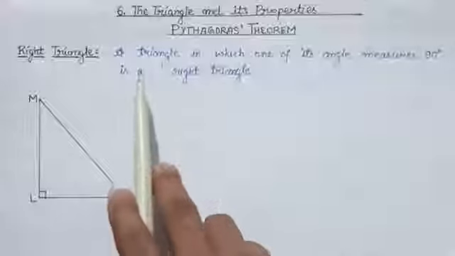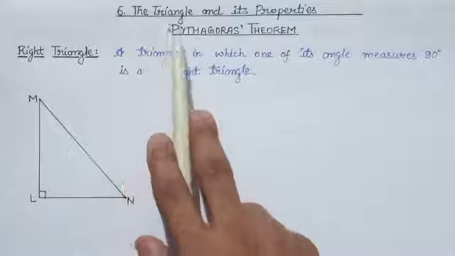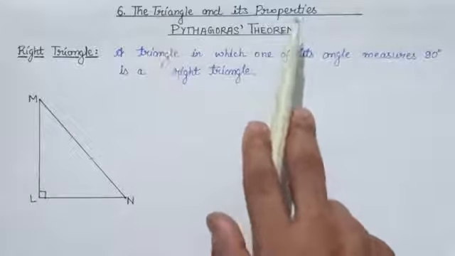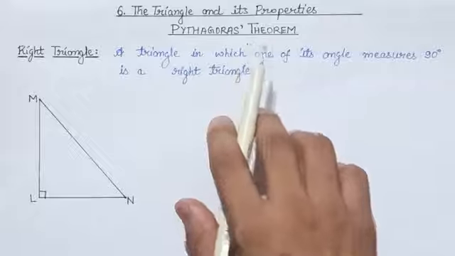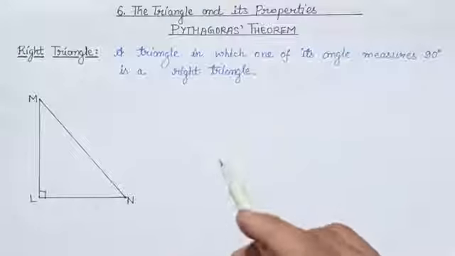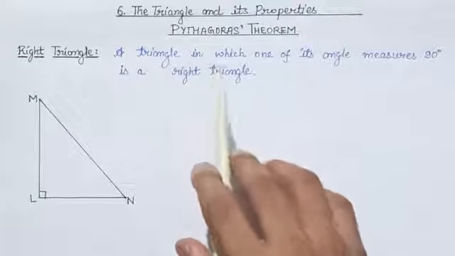Hello students, this is the fourth and last part of our chapter, the triangle and its properties. In this part, first we will discuss what is Pythagoras theorem, and after that we will solve exercise 6.5 which is based on it.